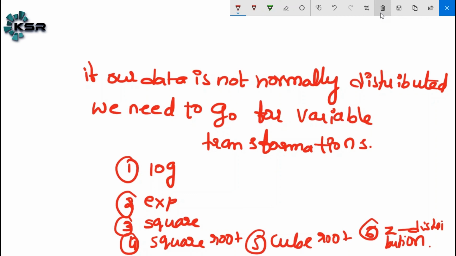If our data is not normally distributed, we need to go for variable transformations. How do we do that? Here we have log transformation, exponential, square, square root, cube root, and Z distribution. When should I go with the log transformation? When should I go with the exponential? When should we go with the square? The square root? The cube root? Or Z equal to x minus mu by sigma?